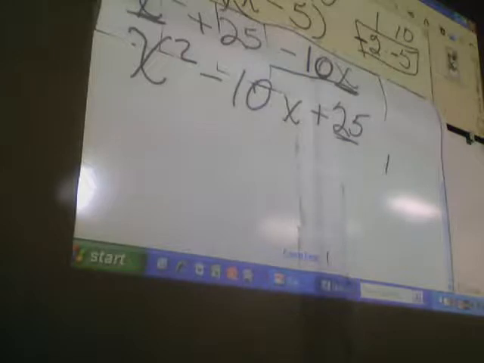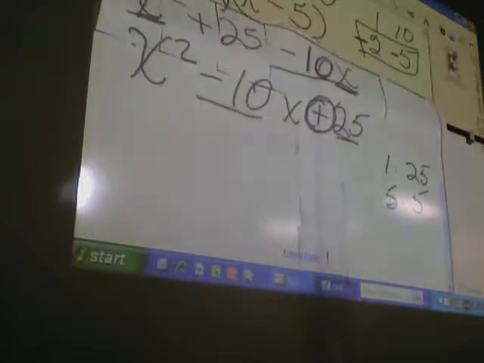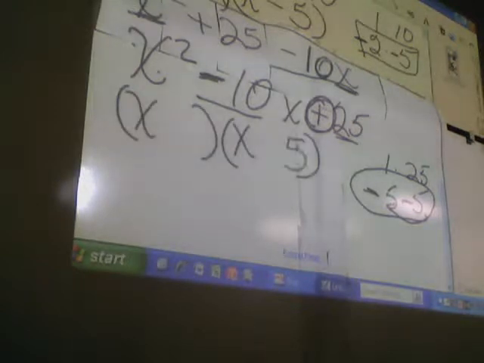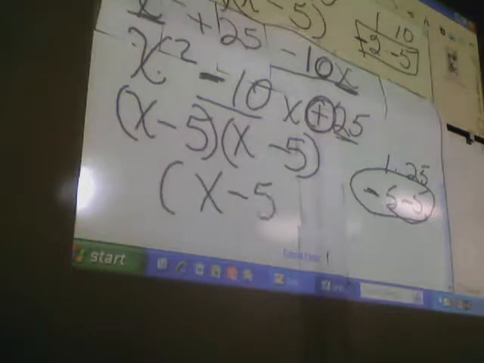25 can be 1 times 25 or 5 times 5. Which one do we want? It needs to add to give you 10. Positive or negative? You need a -10, so you need -5 and -5. The x squared is x times x, and we'll put the 5's here, -5 and -5. You could also write that as x minus 5 to the second power, because they're exactly the same.